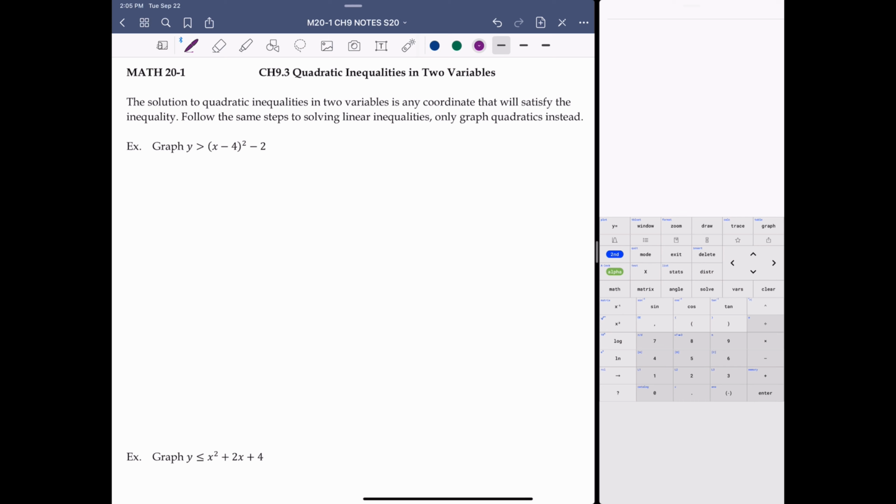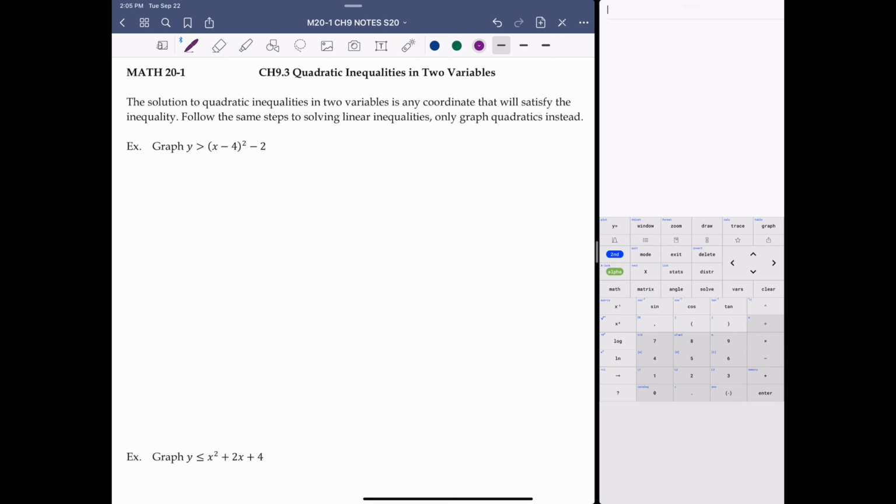Lesson 9.3, Quadratic Inequalities in two variables. The solution to quadratic inequalities in two variables is any coordinate that will satisfy the inequality. Follow the same steps as solving linear inequalities, only graph quadratics instead. And our solution region will be either shaded inside the quadratic or outside the quadratic.